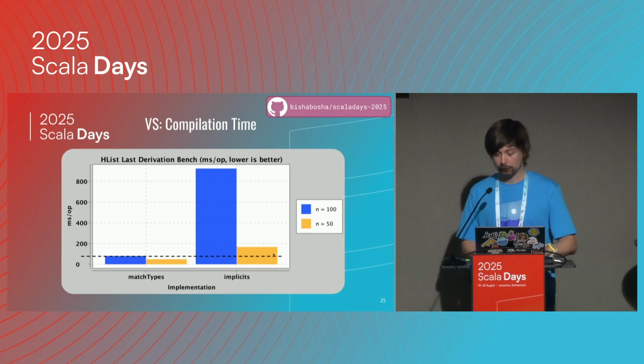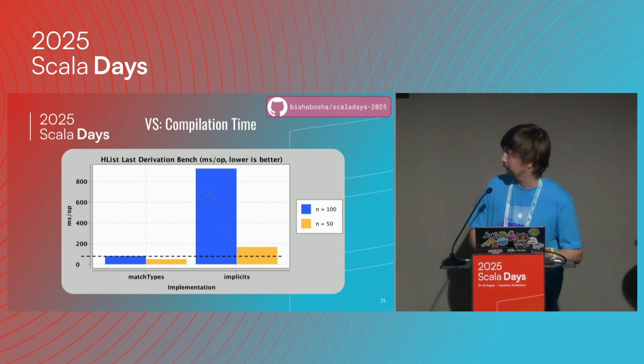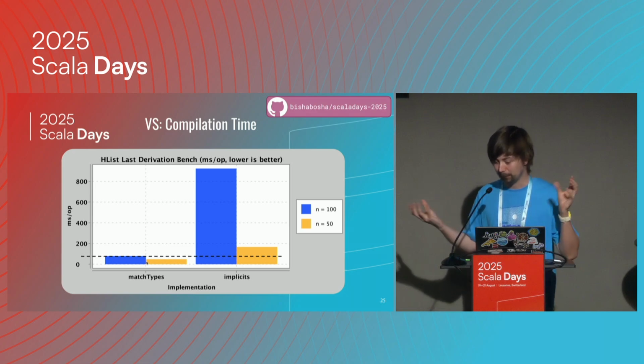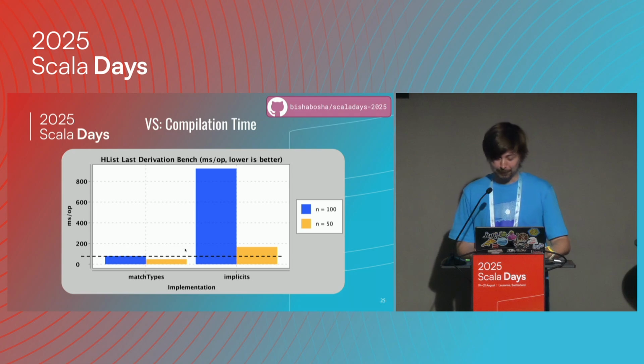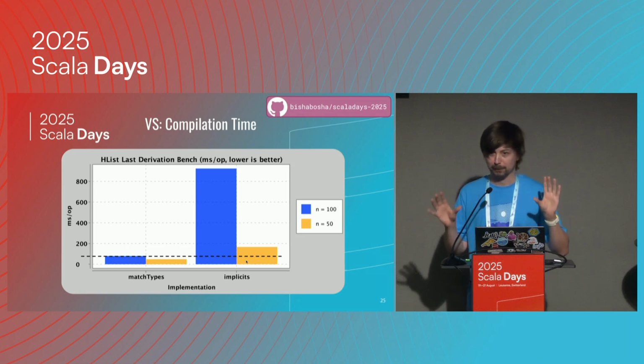And then this, who even knows, is completely exponential for 100 elements for implicits, whereas it looks like a much more linear growth for match types, but I'd have to validate that by doing a third example. I didn't want to do that. Anyway, you can see the line is match types way faster than implicits and way less complicated, so good.